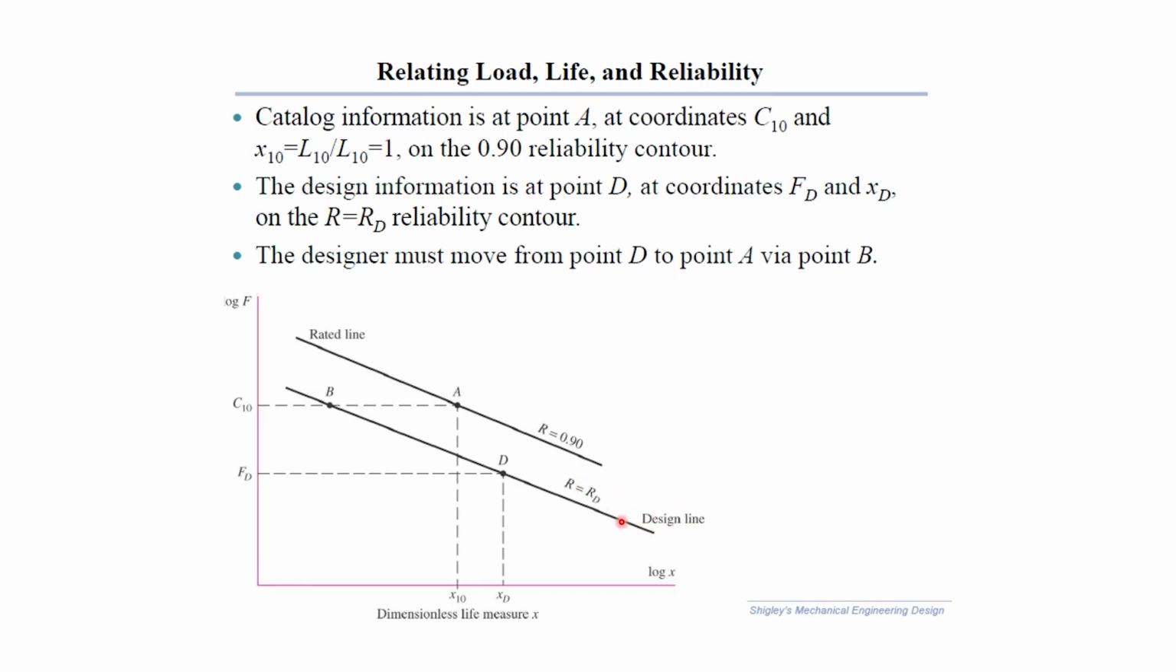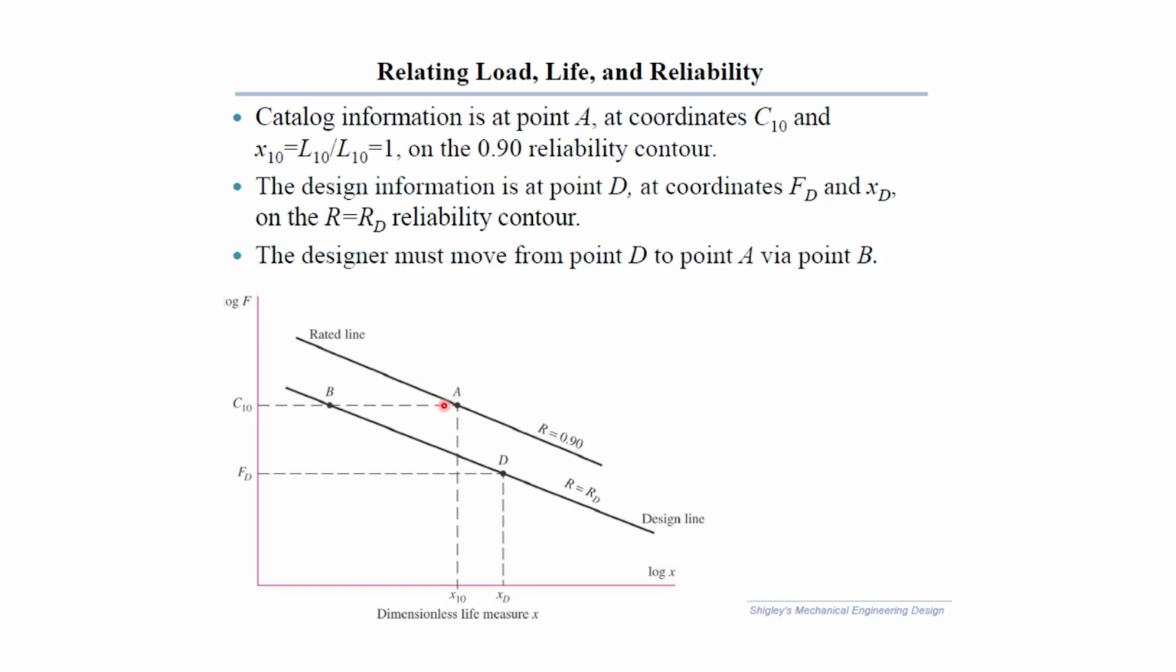So, this is called the design line and this is called the rated line. The design point corresponds to the force Fd, which will be acting on our bearing, and the life is L divided by Lr or L divided by L10, and this will be called xd, the dimensionless life measure x, and A is the rated point as per the manufacturer's catalog.